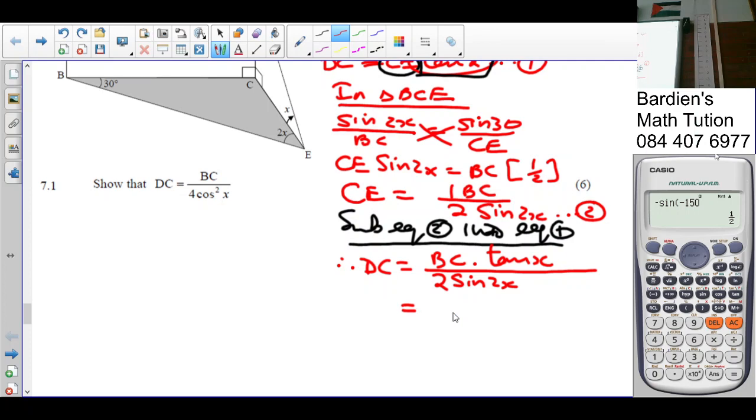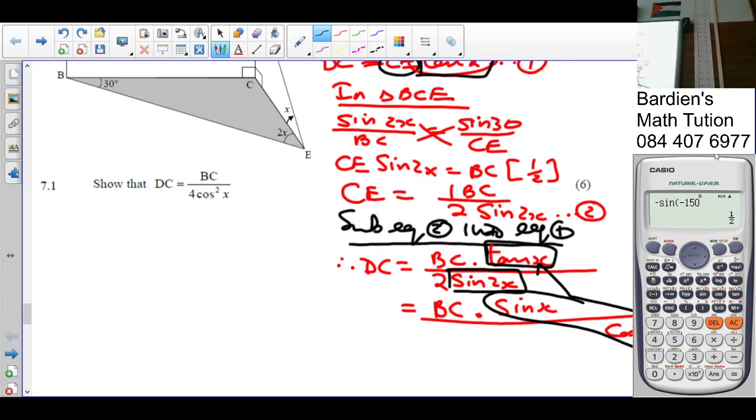So we're going to replace tan of x with sine of x over cos of x, and sine 2x can be written as 2 sine x cos x. So it's going to be BC times sine x over cos x. So this is your tan. That is your tan, sine x over cos x.